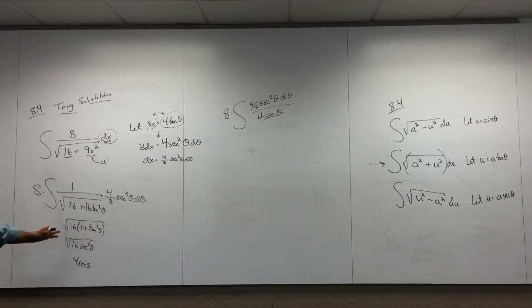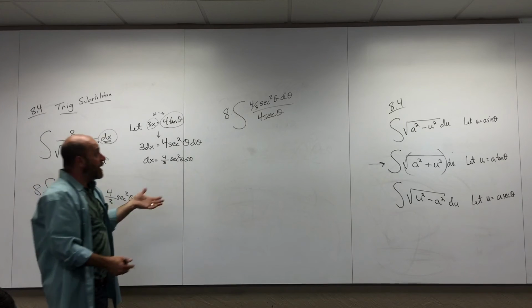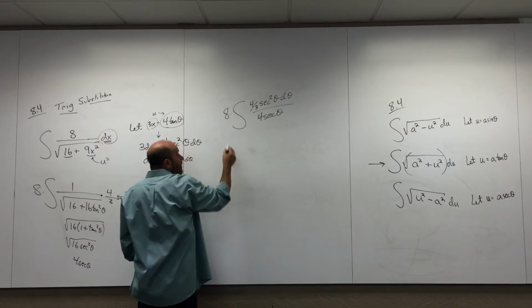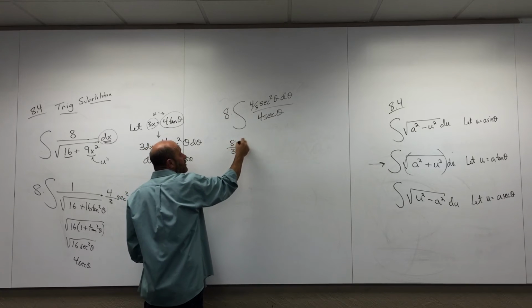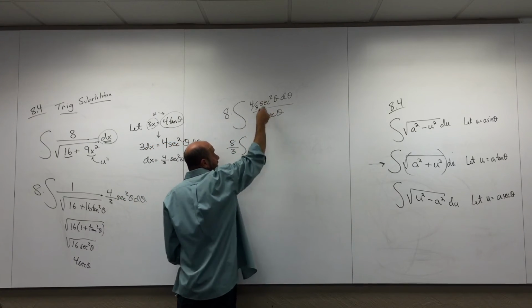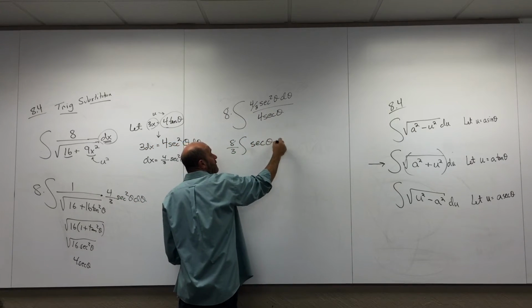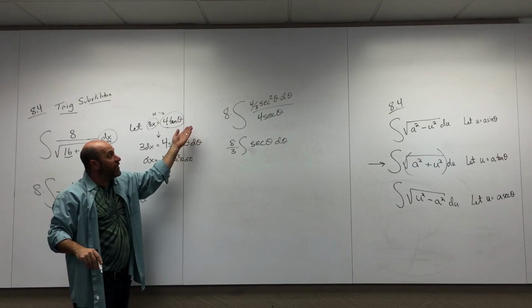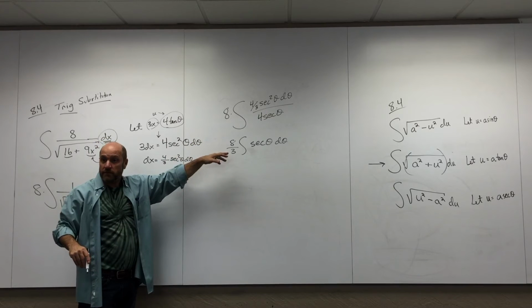So hopefully you followed stage 1, and here I am. I'm going to clean this up. The 4 can cancel with the 4. I can pull the 1/3 out. I think this is an 8/3. Oh, I can cancel one of those secants. So I think that's what this is now. I canceled the 4. I pulled the 1/3 out. I canceled the secant.